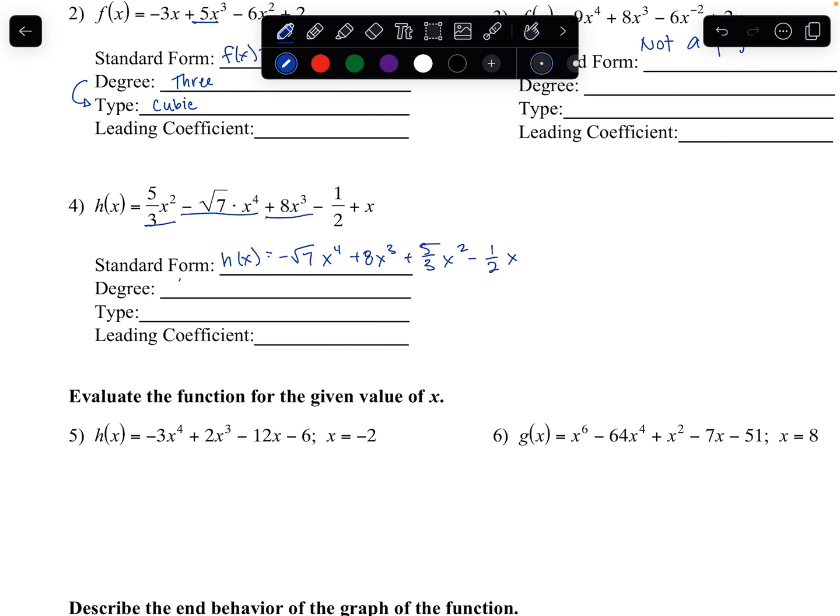It is of degree 4. You can see that that's the highest degree. The type then is quartic. The leading coefficient is negative root 7.